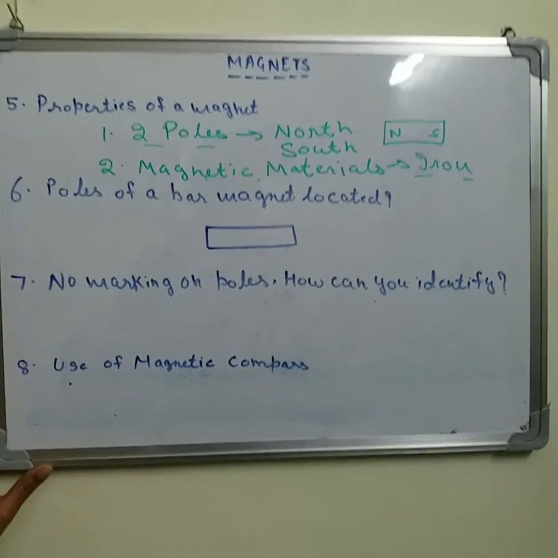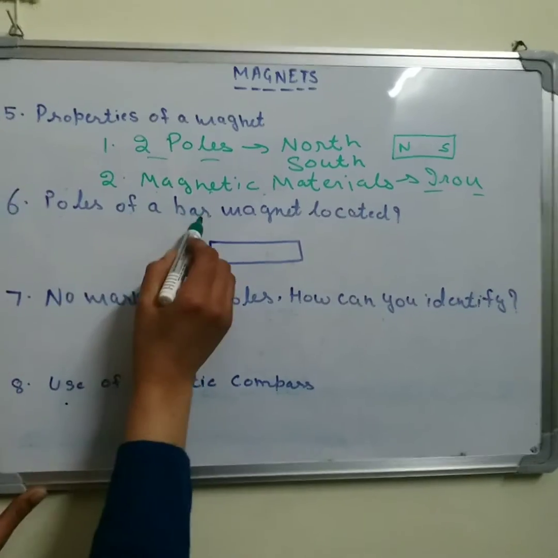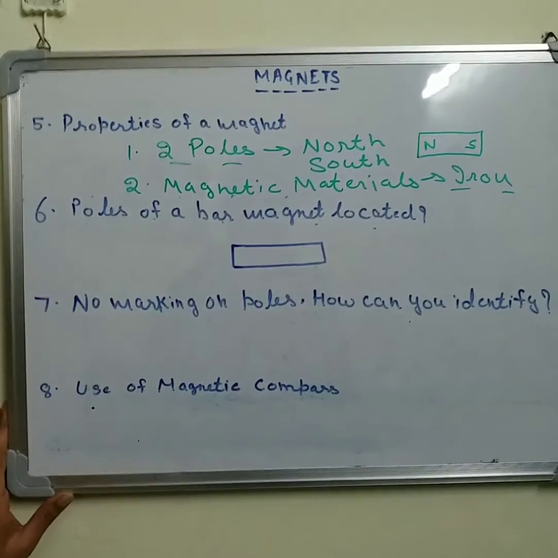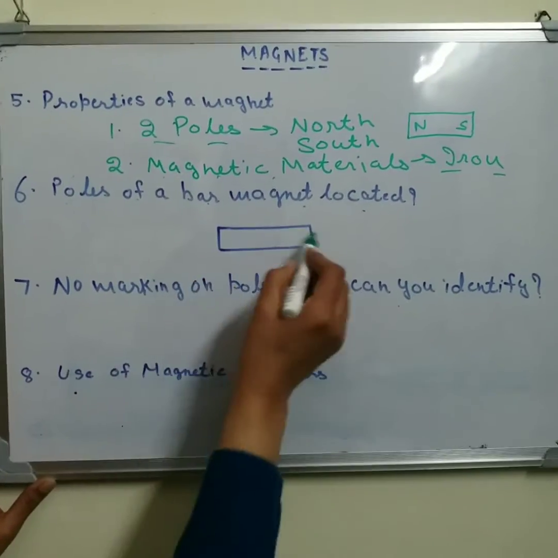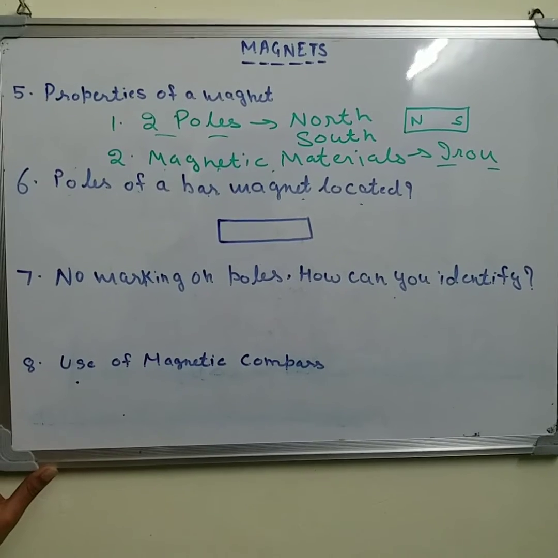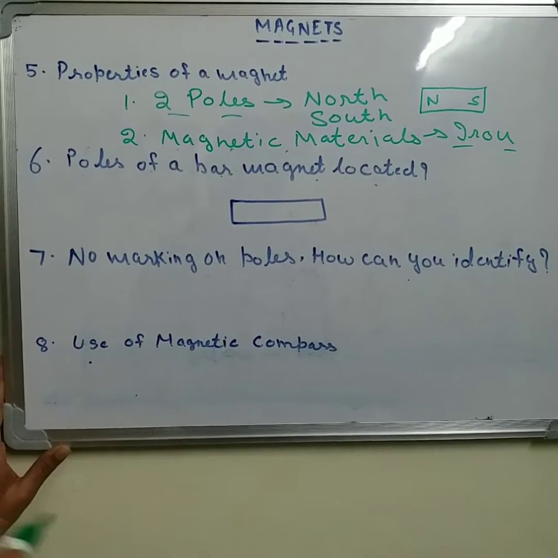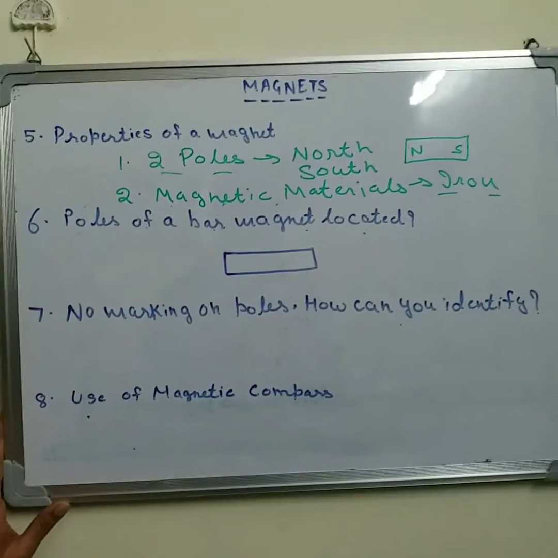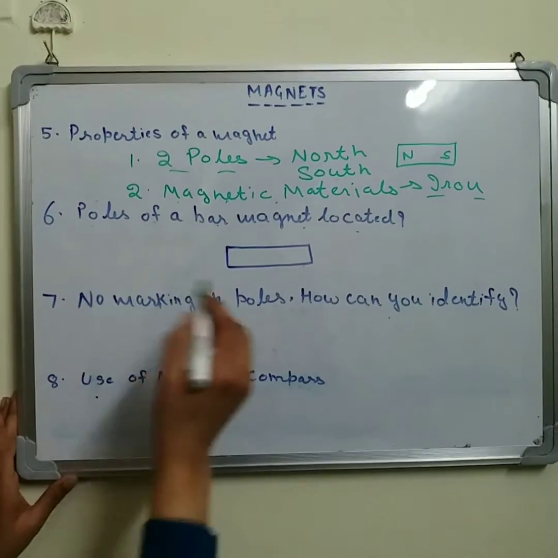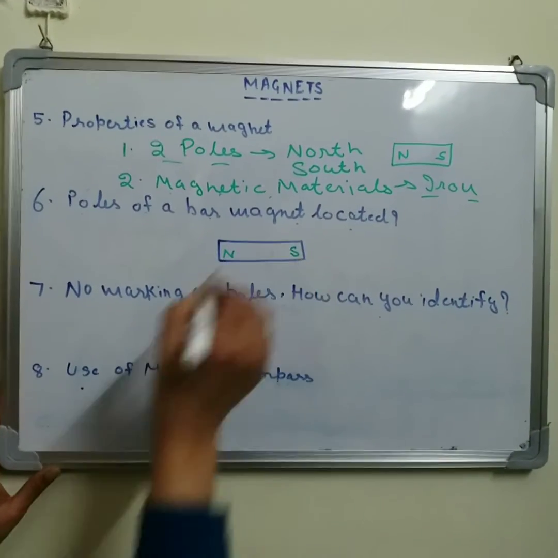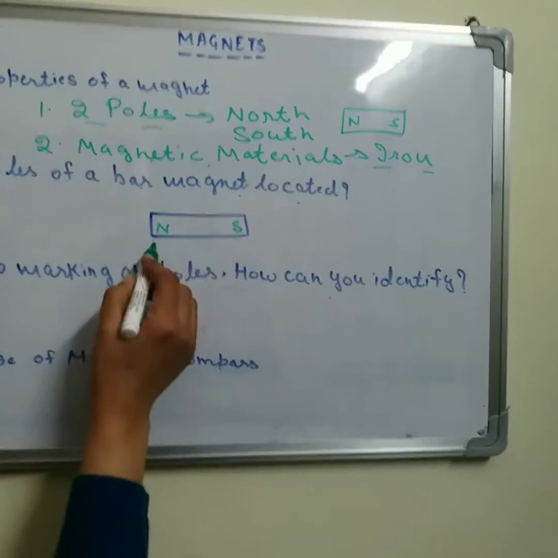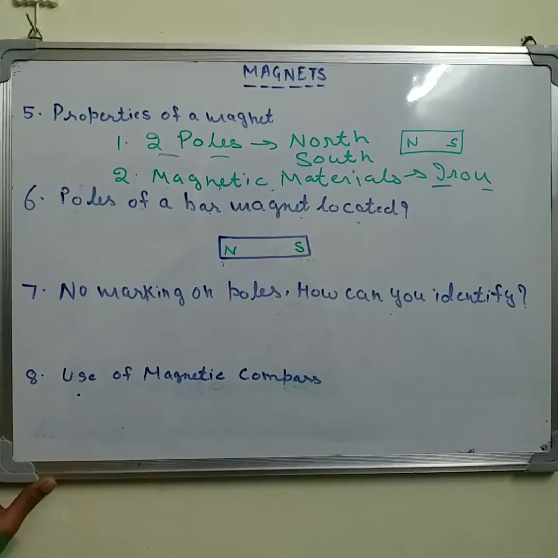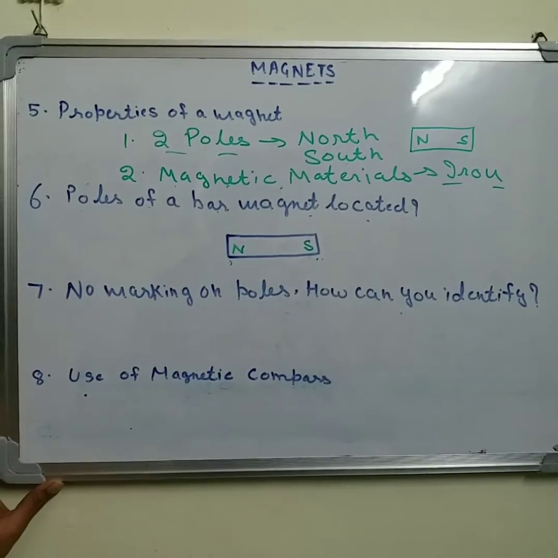Now, the next one is for you. Where are the poles of a bar magnet located? So this is a bar magnet. You have to tell where the poles of the bar magnet are located. How many poles does a magnet have? Yes, you are right, two. So there are two poles of a bar magnet, north pole and south pole. And these poles are located at their ends. Yes, at their ends these poles are located, and the maximum attraction power of a magnet is at its poles.